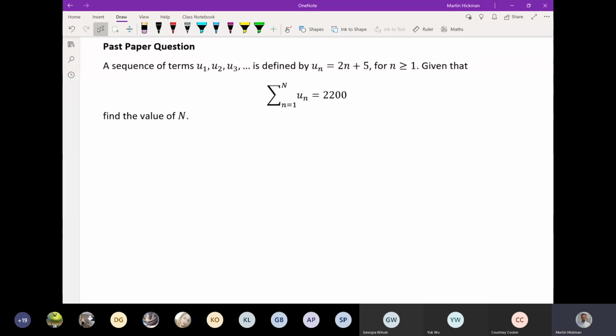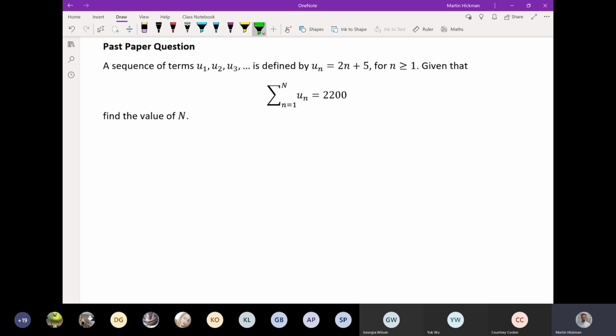A sequence of terms u1, u2, u3 is defined as un equals 2n plus 5, where n is greater than or equal to 1. And we're given the following information, as you can see below. And we're asked to find the value of this capital N. So basically, the number of terms required for 2n plus 5 for all the terms to add up to 2,200 is what we've been asked to find.